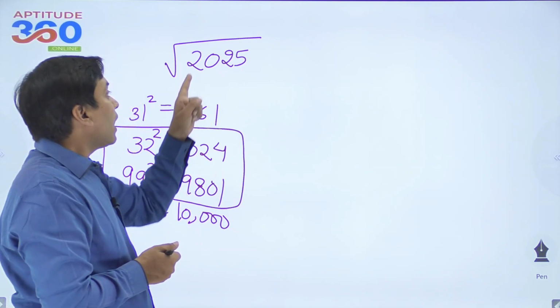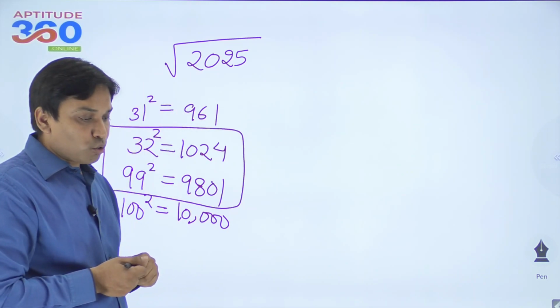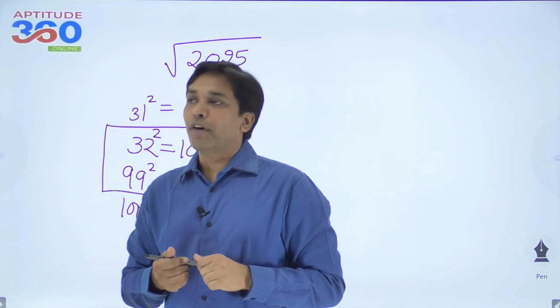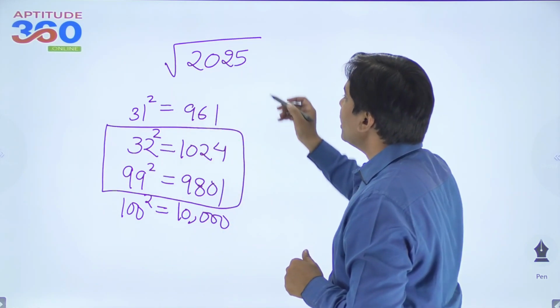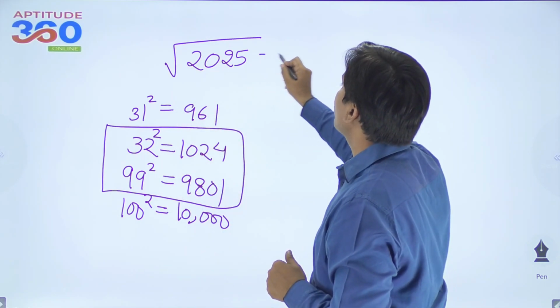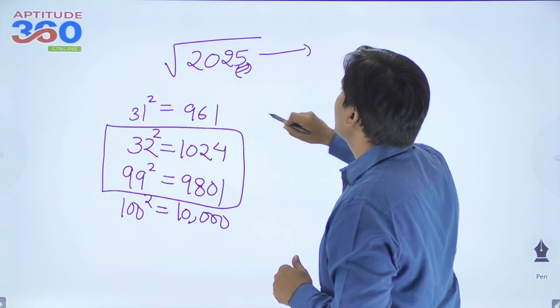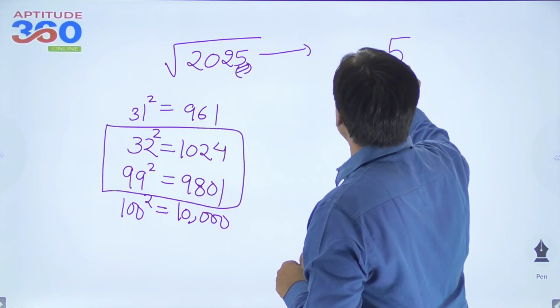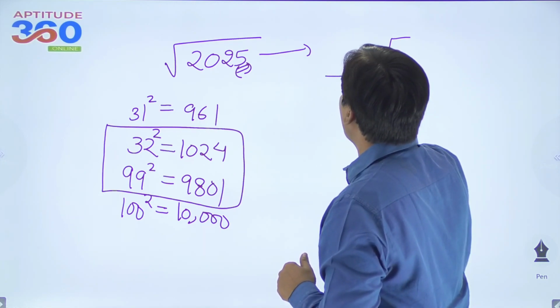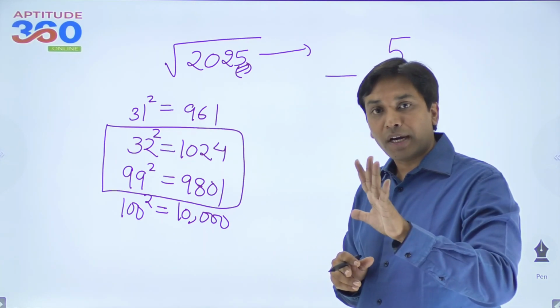Having said that, I need to find out the square root of 2025. Now, if I am finding the square root of 2025, try to understand that since the last digit is 5, the last digit of the square root for sure will be 5.